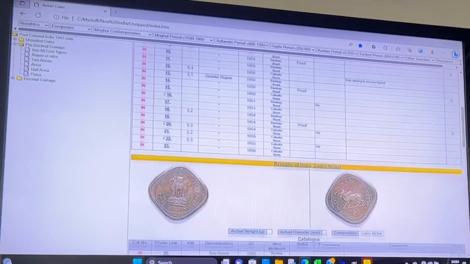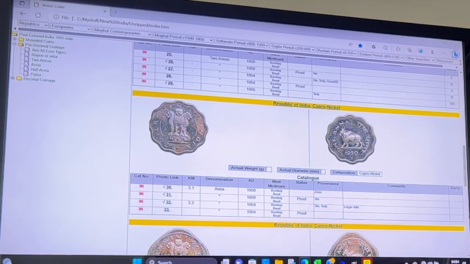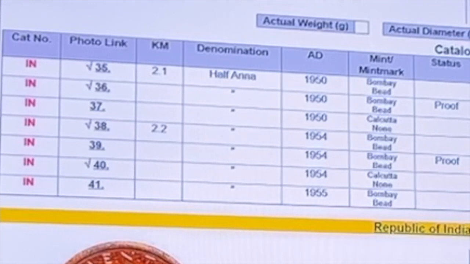So the rupee and the lower denominations, annas, 2 annas and so on. But you can also go directly to look at particular ones if you want to. Go straight to the half annas and so on. And here it just gives a list of all the coins I know about. If there's a tick next to this photo link, it means I have got a photo of that coin. If there is no tick, it means I haven't got a photo.